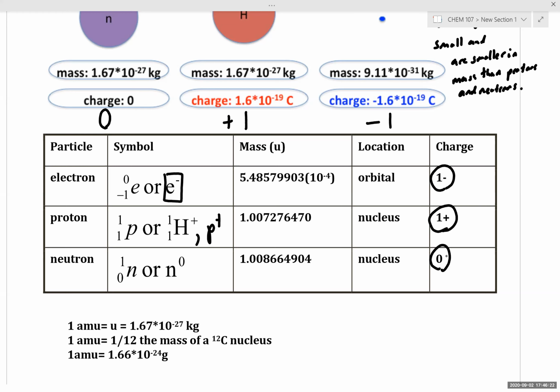Atoms are made up of smaller subatomic particles. What we're going to focus on in these next few slides is how these subatomic particles behave, how they are arranged, and how they impact reactivity and properties.